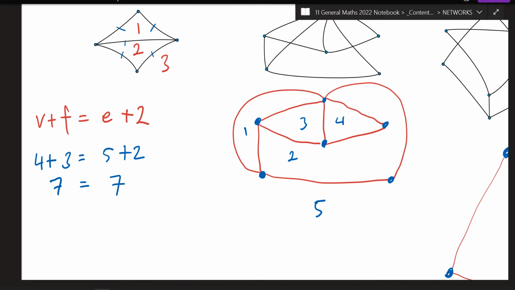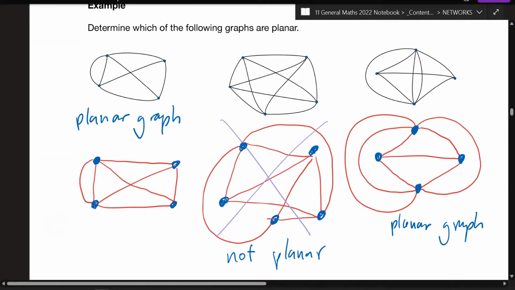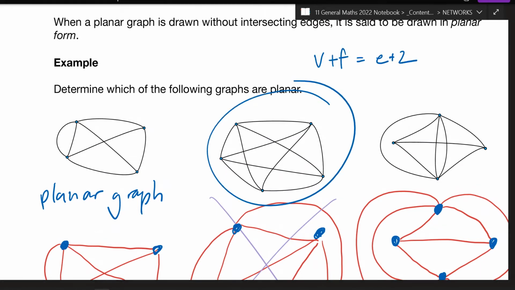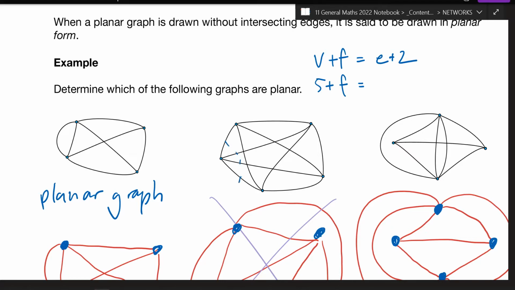Okay? Let me go back to an example here and prove why that formula works. So why can't this graph work here? V plus F equals E plus 2. I want to refer to this graph. How many vertices do we have? 5. How many faces? I don't know, I'm going to leave that as F. How many edges do I have? Let's count. 1, 2, 3, 4, 5.